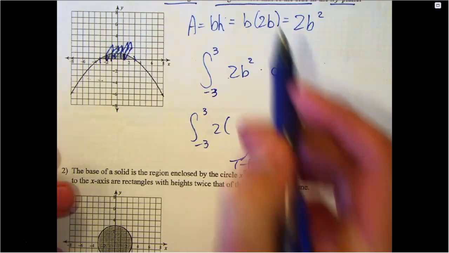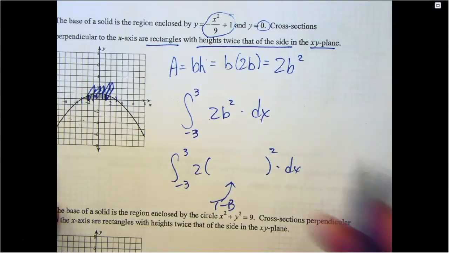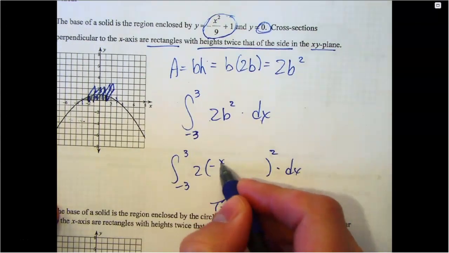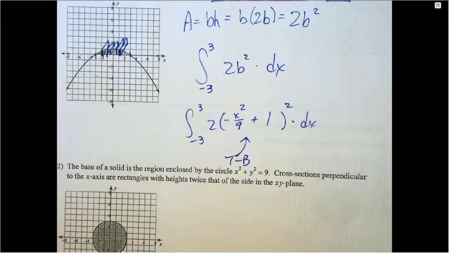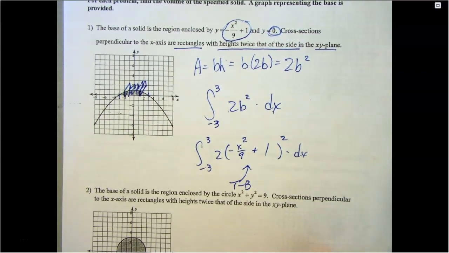So the top equation is this guy. The bottom equation is just here. So top minus bottom is just going to be -x squared over 9 plus 1, and then squared. And you can type that in and get an answer. I'm not going to worry about that.